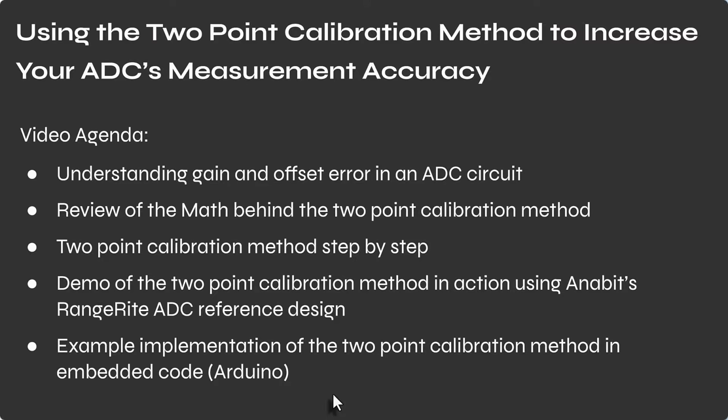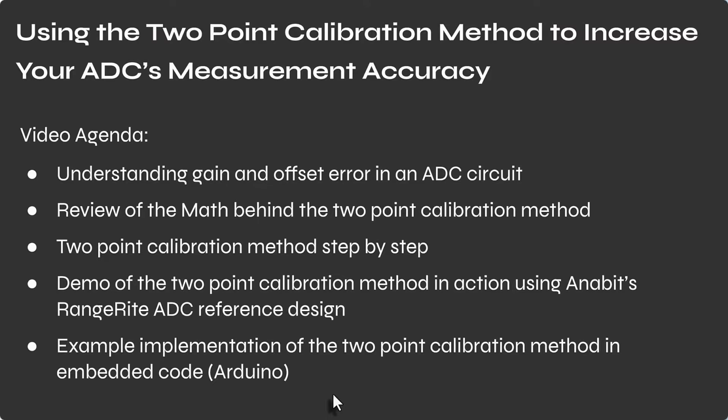Second, we're going to review the math behind the two-point calibration method, right? So the two-point calibration method is targeting gain and offset error, which is static error, and it's linear in nature if we look at it across the ADC's voltage range. So that's the math behind it that we'll review in detail. And then we'll look at the two-point calibration method, just go over it step by step, including some tips for each step. Then we'll look at it in action.